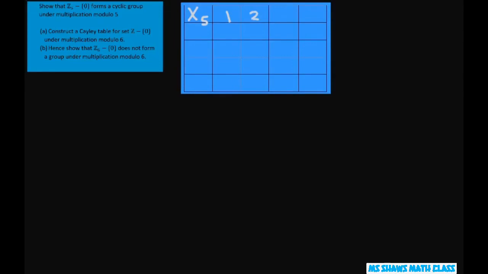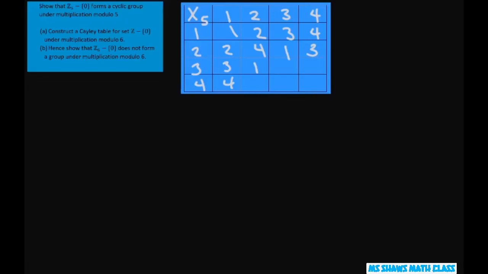So this is 1, 2, 3, 4 and 1, 2, 3, 4, and we're multiplying. Now 2 times 3 is 6, and if you divide that by 5, you get a remainder of 1. 2 times 4 is 8. Divide that by 5, you'll get a remainder of 3. And then we already did 3 and 2, and that gives us the 1.